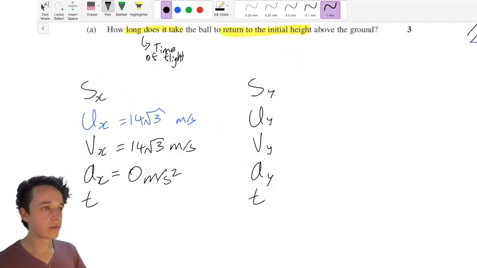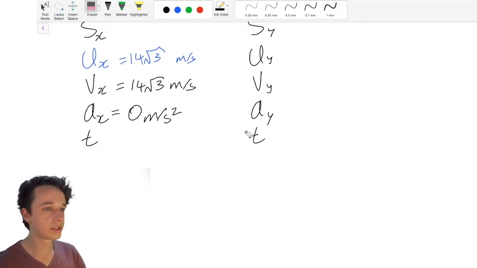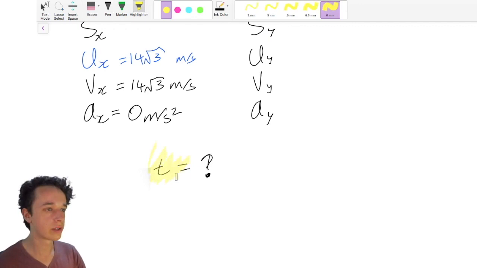T is the thing that we're trying to find. And because it's not actually specifically related to the x or y, we can kind of write it in the middle as its own thing, right? Because it's the thing that we're trying to find, I like to notate that with a question mark. So this is the thing we're trying to find.